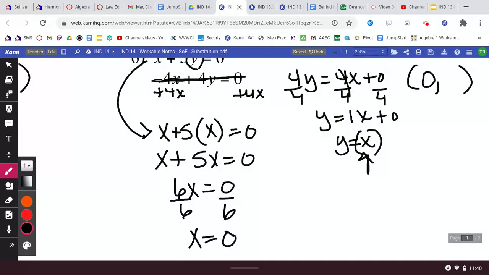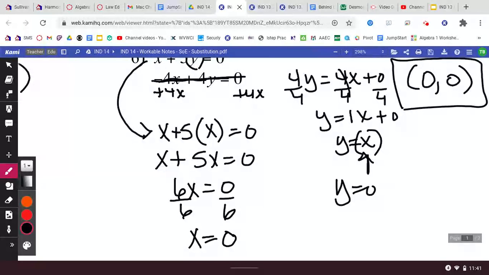Well, I also know that y equals x. So if x is 0, what's y? Yeah, it's also 0. So my point where they cross is 0, 0, and that's okay. That's not a special case. It just means that if you graph both of these equations, they're going to crisscross right at the origin. Okay, and that's not a problem.